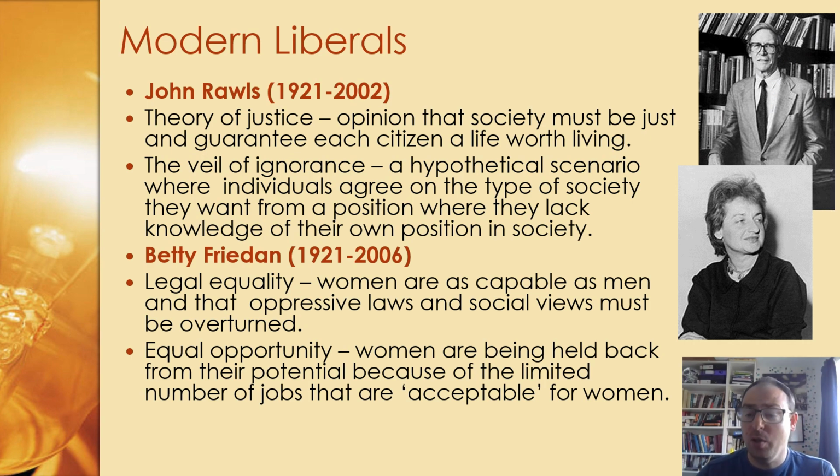And she wrote about equality of opportunity, again a key modern liberal idea, and she talked about how women were being held back from their potential because of the limited number of jobs and roles in the economy and society that were seen as being, in inverted commas, acceptable for women. So equality of opportunity is a really important modern liberal idea, and that's one that Rawls and Friedan would both buy into. And equality of opportunity is liberal, which is different to equality of outcome, which is more socialist. John Rawls does talk about things such as some redistribution of wealth, which again seems to start making some of the bits blurred.